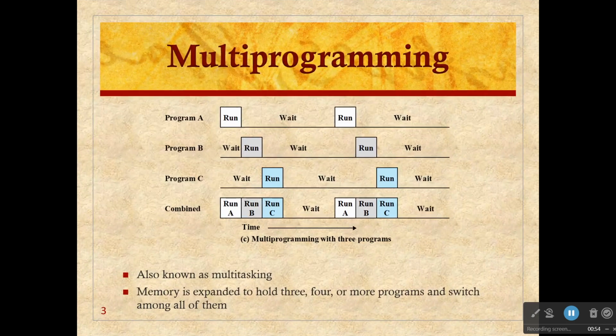Furthermore, we might expand memory to hold 3, 4, or more programs and switch among all of them. Figure 2.5c. The approach is known as multiprogramming or multitasking. It is the central theme of modern operating systems.